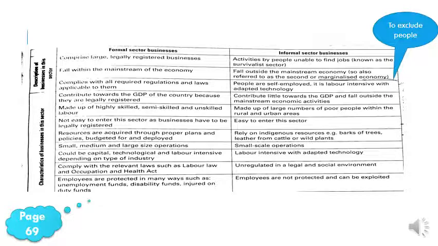Unregulated in a legal and social environment. Okay, in other words, it's not unlawful to do it, but it is unregulated. Employees are not protected and can be exploited. So in the informal sector, if there are employees, then they can be exploited, meaning if they should be paid 20 rand an hour, they can only be paid 5 rand an hour, and nobody can do anything about it because the business is not registered.